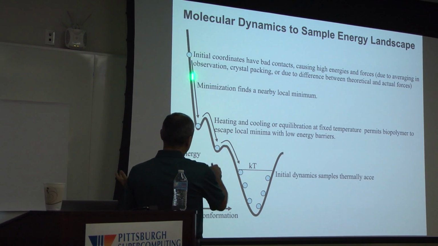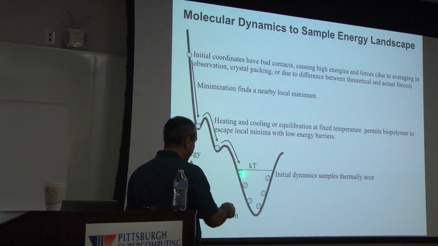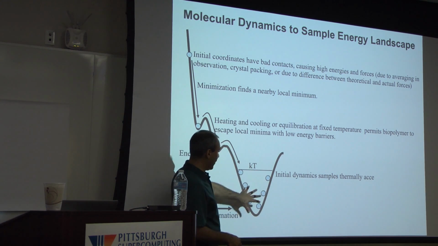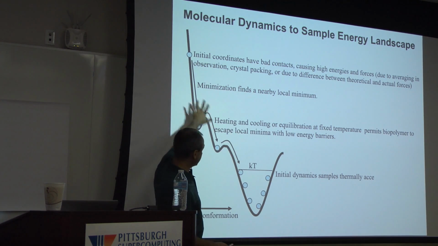But anyway, so now I think we talked about this already on the first slide I had. So again, initial coordinates might be bad, high energy. You minimize them, cool them, and then you thermalize the system. You start crossing the barriers.